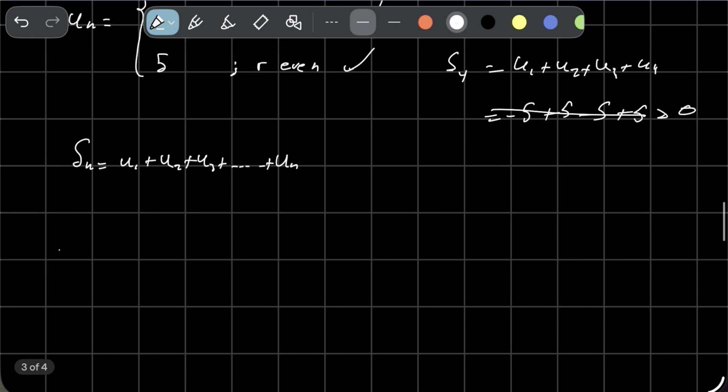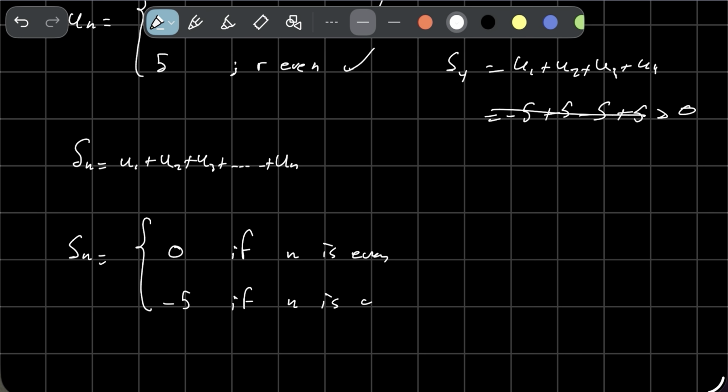So the answer is simply S_n equals 0 if n is even, minus 5 if n is odd.